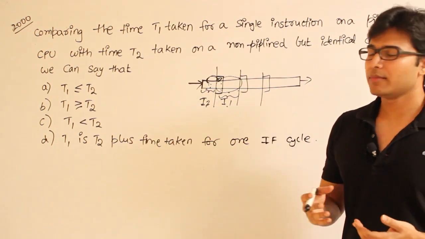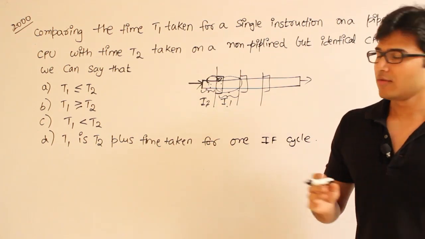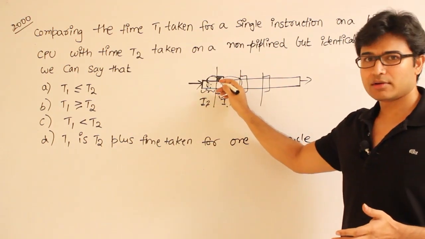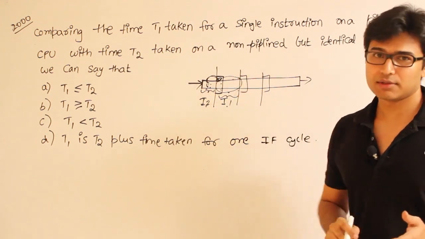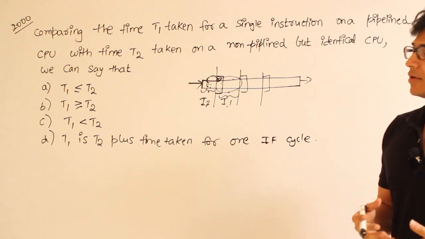Now by allowing these many buffers, we are unnecessarily sending the data from the functional unit into the buffer and then from buffer into the functional unit. So this is going to take some time, isn't it? So for that we are going to have more delays.